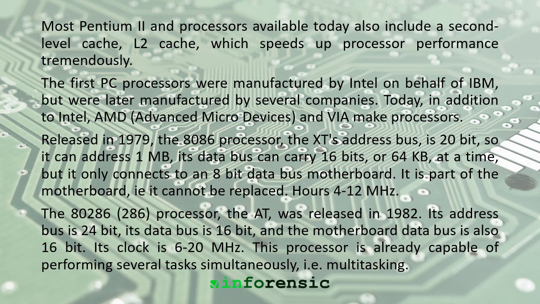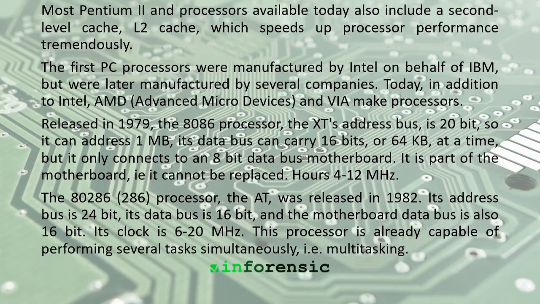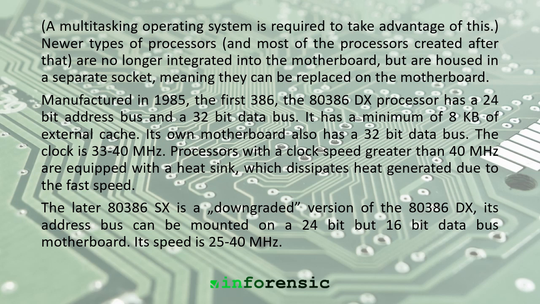The 80286 processor, the AT, was released in 1982. Its address bus is 24-bit, its data bus is 16-bit, and the motherboard data bus is also 16-bit. Its clock is 6 to 20 MHz. This processor is already capable of performing several tasks simultaneously, i.e. multitasking. A multitasking operating system is required to take advantage of this.